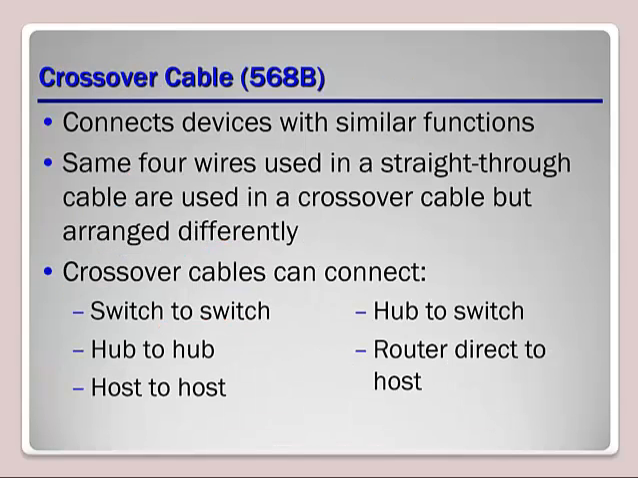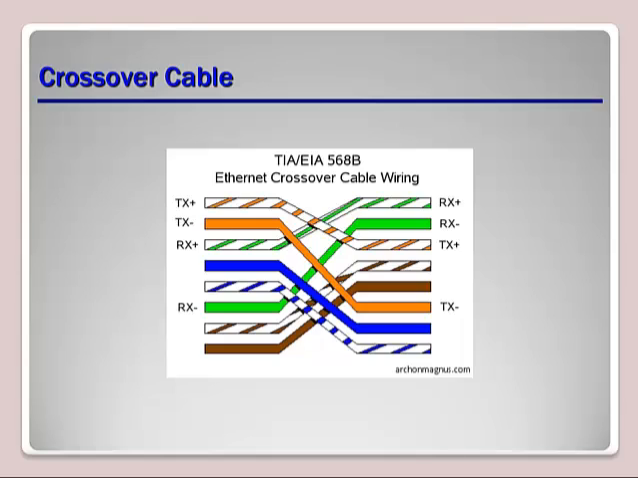Now we talk about a crossover cable. So a crossover cable is basically the straight through on one side, and then on the other side the wires are swapped to the opposite pairs. Not the opposite wires entirely, but the opposite pairs. So I'll show it to you in a second. But here, it connects devices with similar functions. The same 4 wires used in a straight through cable are used in a crossover cable, but arranged differently. Crossover cables can connect a switch to another switch, a hub to another hub, a host to another host, like a computer and another computer, a hub to a switch, or a router directly to a host. Okay, so let's go ahead and take a look at the wiring diagram.